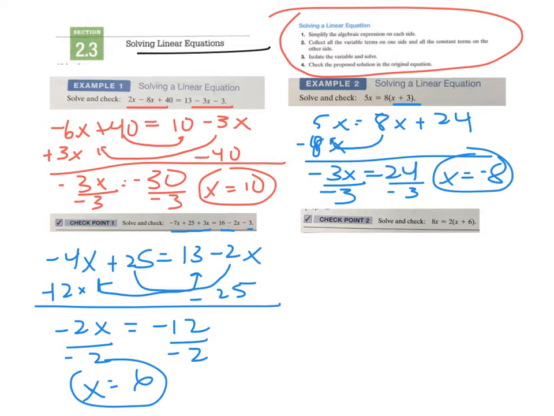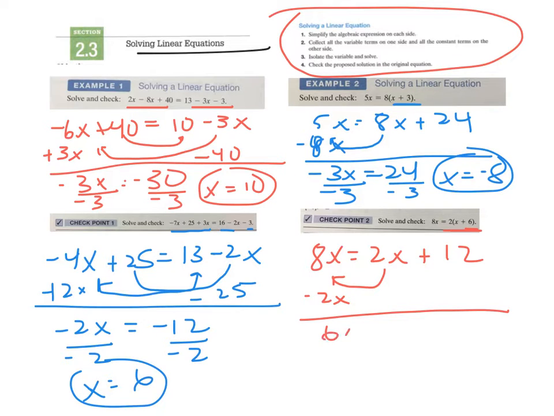Last problem, I have parentheses I can remove, so 8x equals 2x plus 12, so I remove the parentheses, that's how you simplify. And then I'm going to move my 2x over, so it's a minus 2x. So I get 6x equals 12, and now I solve, and when I solve, I get my answer of 2.